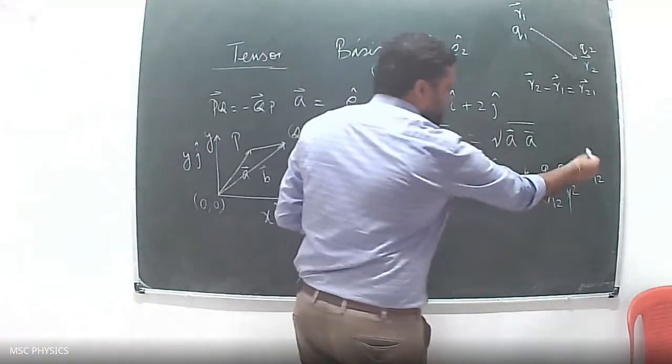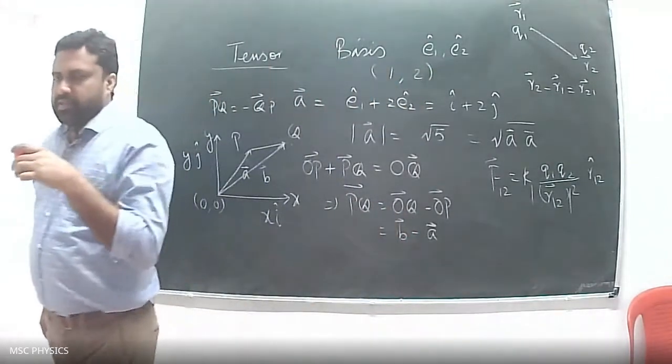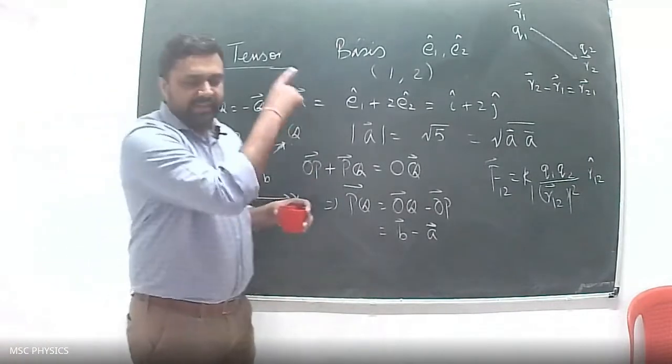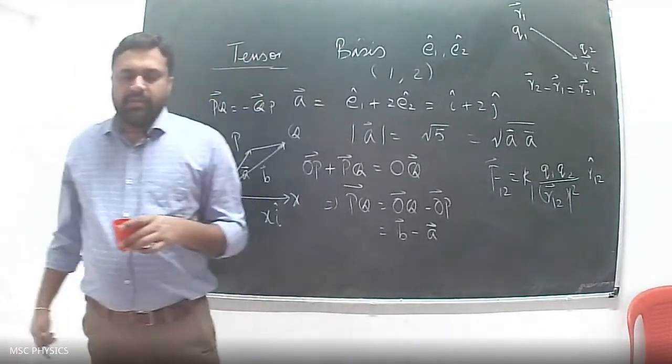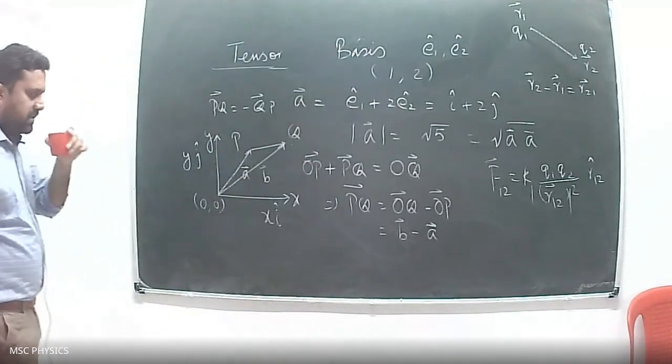So here, what is this force? F12. That is the force between two charged particles, which will be acting along the line joining them. But the direction could be this or this. So how will you find it out? कौन सा direction है?